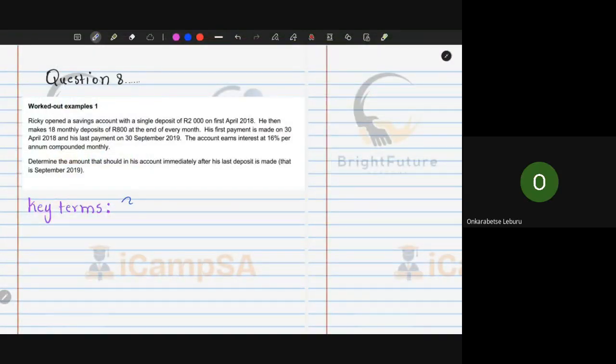Savings. What else? Monthly deposits. On point. Monthly deposit. So with these terms, we are done. These terms, all what they scream, they are screaming future value. That is FV.